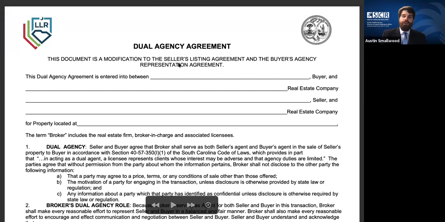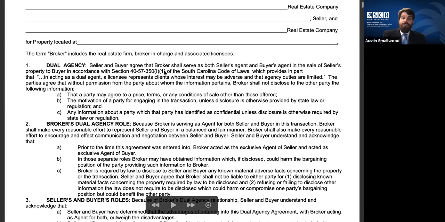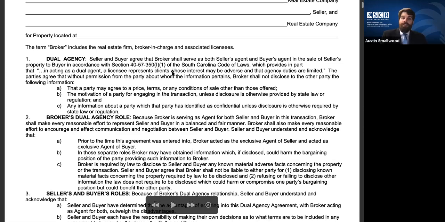So the first form that we're going to go over today is the dual agency agreement. This was updated by LOR to become effective now. The change here was that they updated the language here, 40-57-310I1. That was to be in compliance with the new license law. The previous version had an outdated code section. So make sure you're using the most up-to-date form.